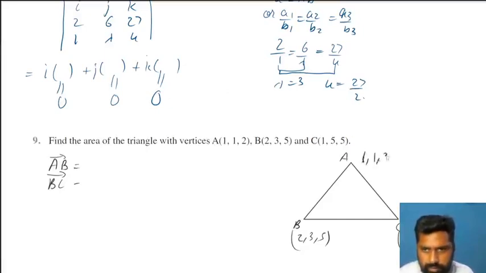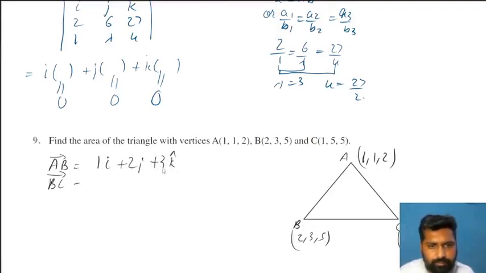So B minus A. What you can do is don't even write the B vector, directly subtract them: 2 minus 1, 1 I; 3 minus 1, 2 J; and 5 minus 2, 3 K. Similarly the BC vector, so C minus A: 1 minus 2, minus 1 I; 5 minus 3, 2 J; 5 minus 5, 0 K.